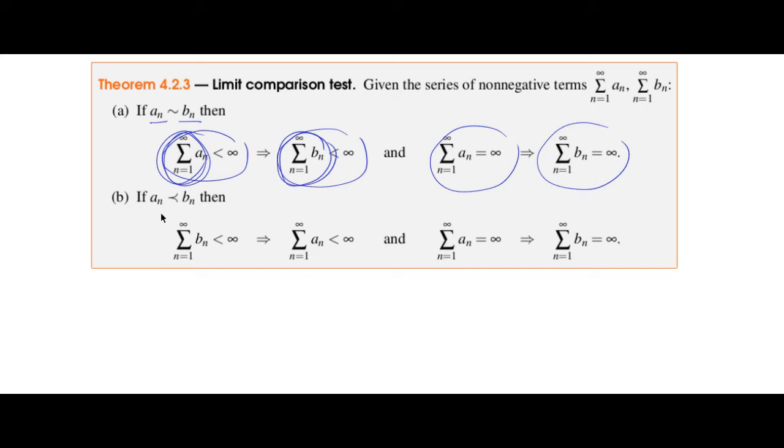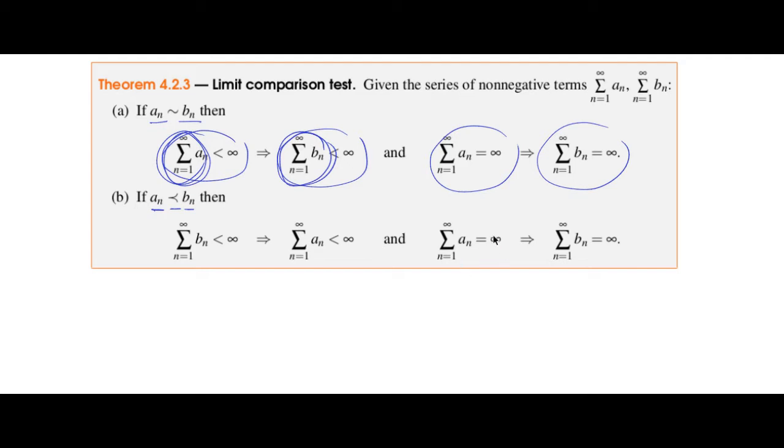Okay, now if a sub n is negligible in comparison with b sub n, the series associated with b sub n being convergent implies that the series associated with a sub n is also convergent. And you can see this is kind of similar to the comparison test, which means that the terms of a sub n go to 0 much faster than the terms of b sub n do, right? And the other way around.